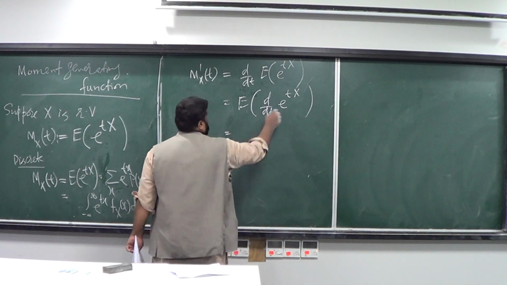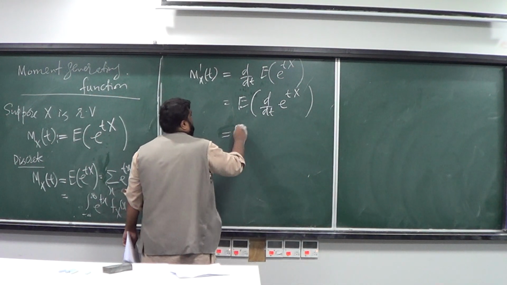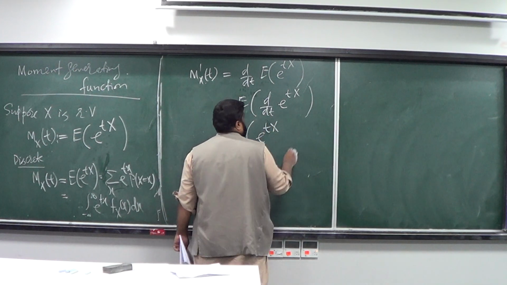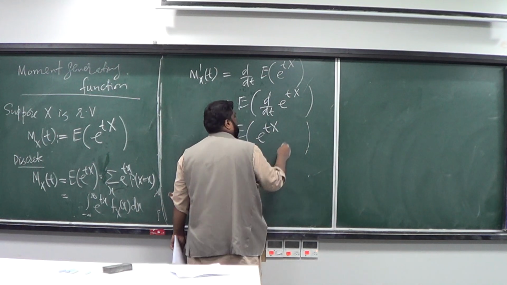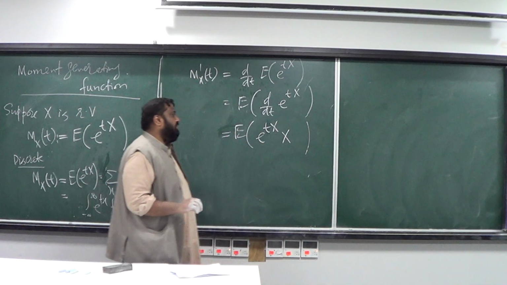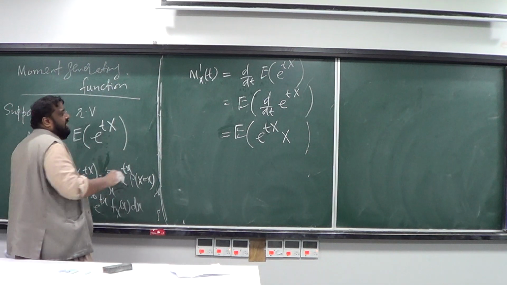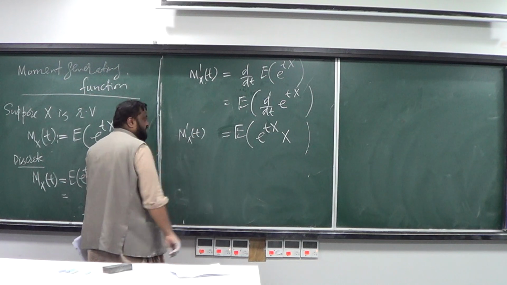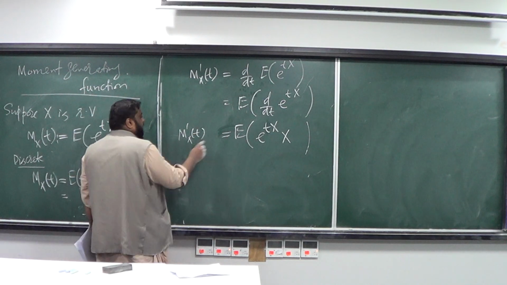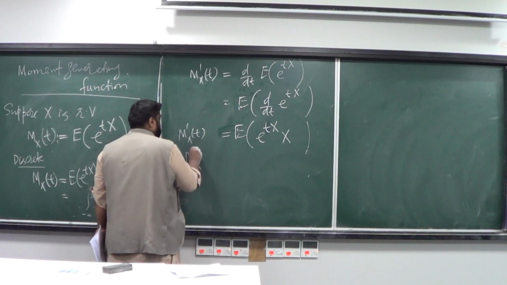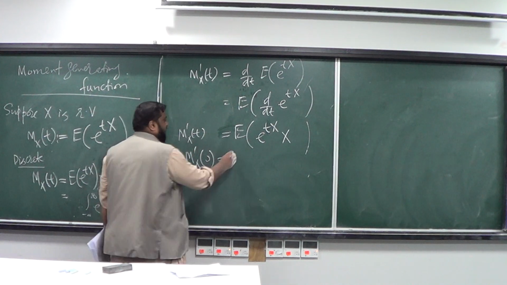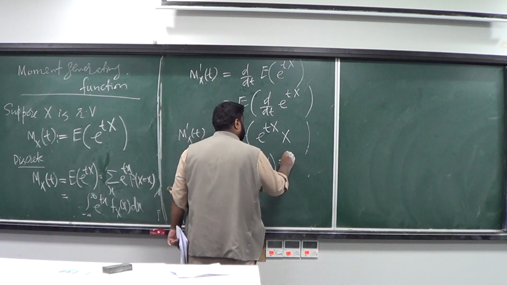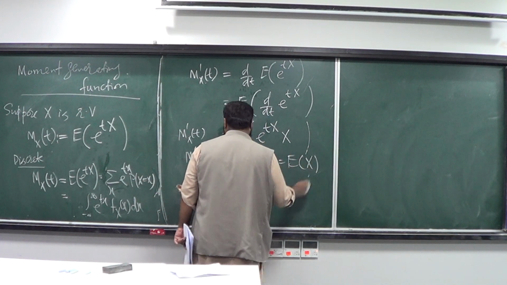Now what would be the derivative of e to the tx? The derivative of e to the tx is going to be e to the tx, and then the derivative of tx with respect to t is going to be x, and this is really m prime of x of t. Now in this function, if you substitute t equal to 0, you're going to have the expectation of e to the 0 times x, which is equal to the expectation of x.